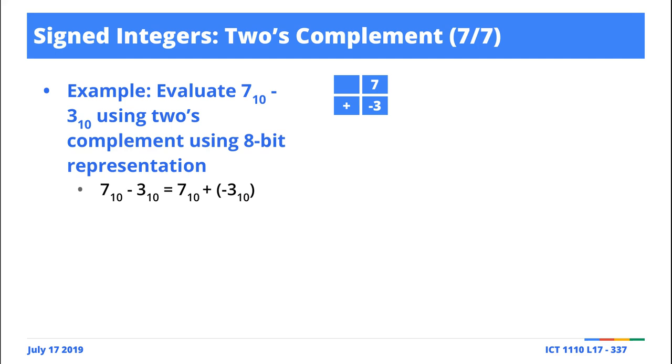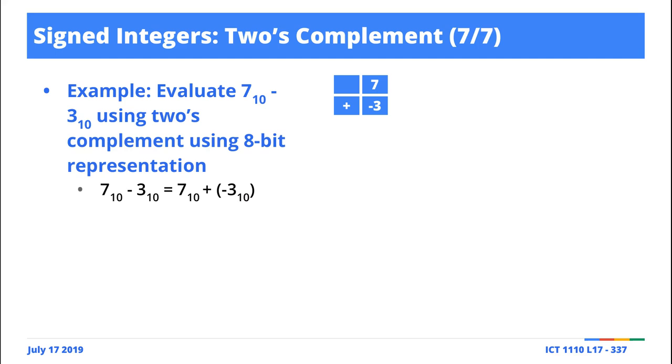What is negative 3 using 2's complement? Oh, you can't do it. You can't form a mental picture of this. We first of all evaluate positive 3, right? In binary, which is? 8-bit representation. Okay, so this is now in binary. What do we do next?